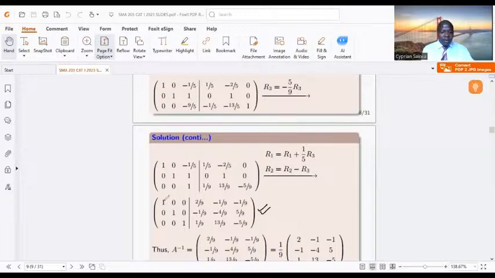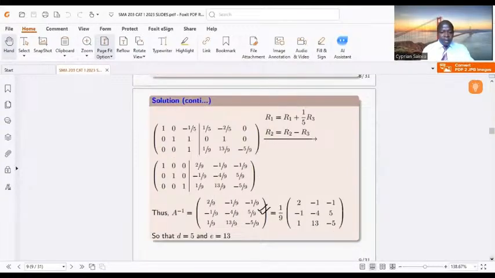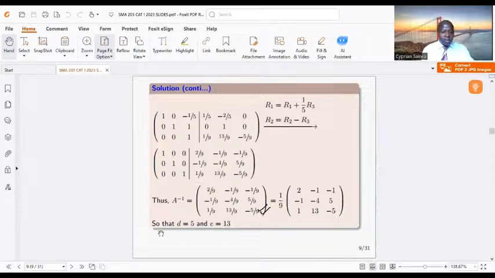And you'll have achieved that the matrix on the left now, as we wanted, is the identity matrix. This matrix has become the identity matrix. That means the matrix here now is the inverse of the given matrix. So that's why I've written that the inverse of A is this matrix.